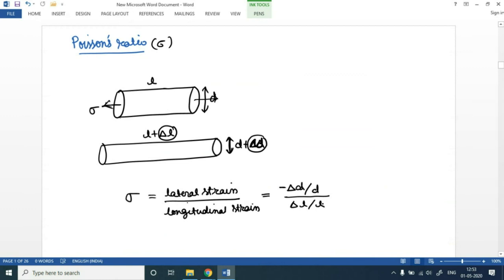So you should realize that the numerator quantity is nothing but ε lateral, and the denominator is ε longitudinal. You should realize this relationship: if you wish to find ε lateral, that would be simply σ times ε longitudinal. So if you somehow know the longitudinal strain, then you will be able to find out the lateral strain also, if σ is known to you.